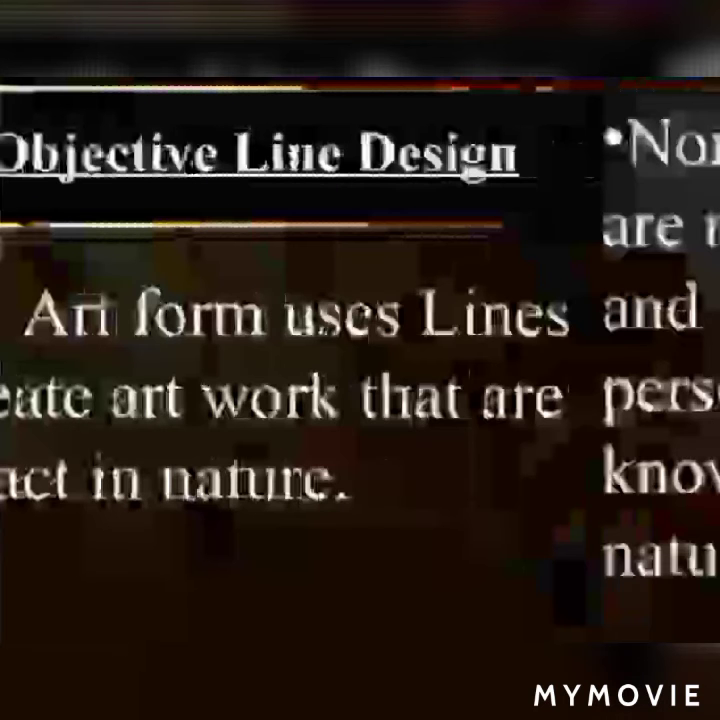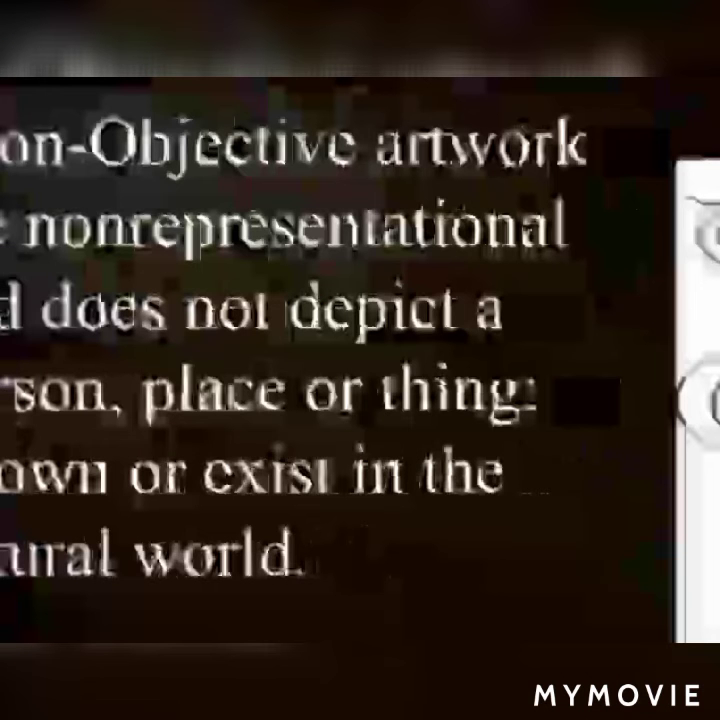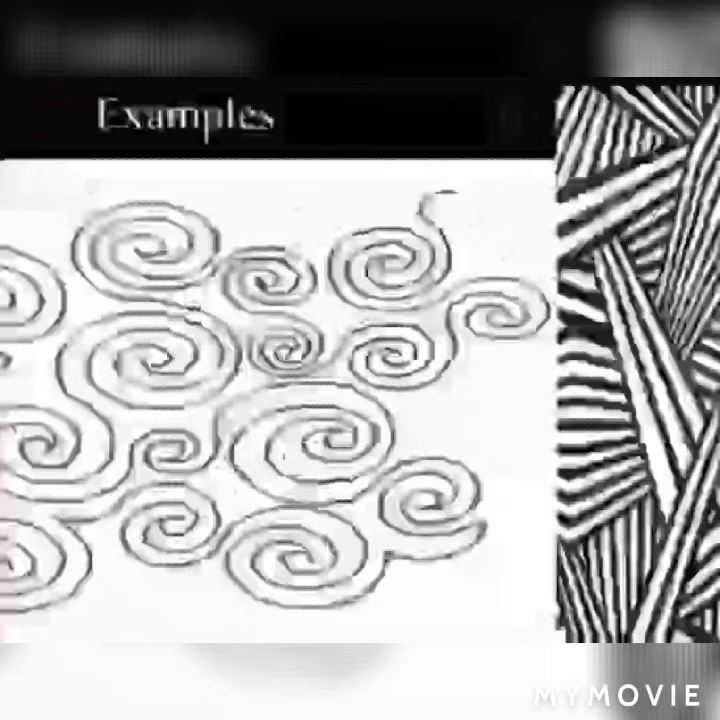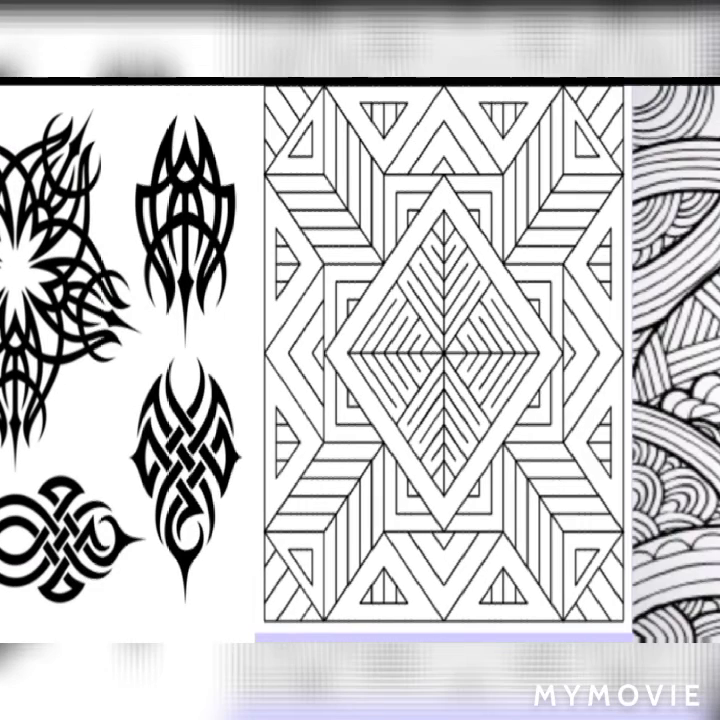So next we have non-objective line design. This art form uses lines to create artwork that is abstract in nature. Non-objective artwork is non-representational and doesn't depict a person, place or thing known or existing in the natural world. For example, abstract designs. For example, these all come under abstract designs.